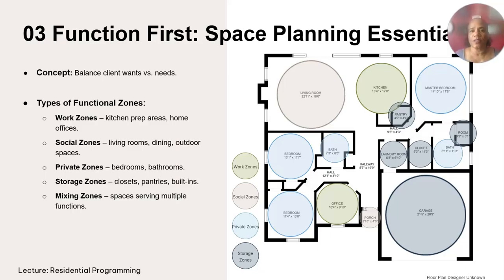So you also start to consider the types of zones that your clients need. So the typical zones are your work zone. So that's any place where you're doing something: kitchen, prep areas, offices. You have your social zones like living rooms, dining rooms, outdoor spaces where you're connecting with people. You have private zones like the bedrooms and the bathrooms. You have storage zones like closets, pantries, built-ins. And then you have mixing zones where a space may serve a dual purpose. And I'll show you some of those.